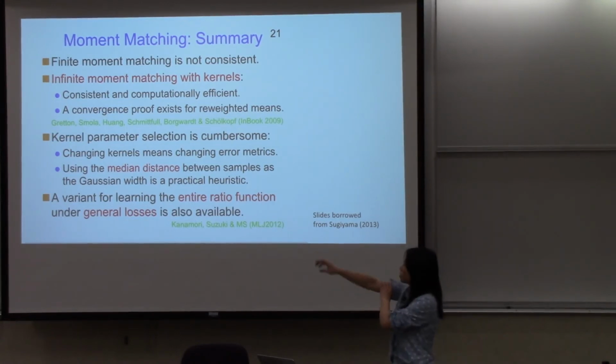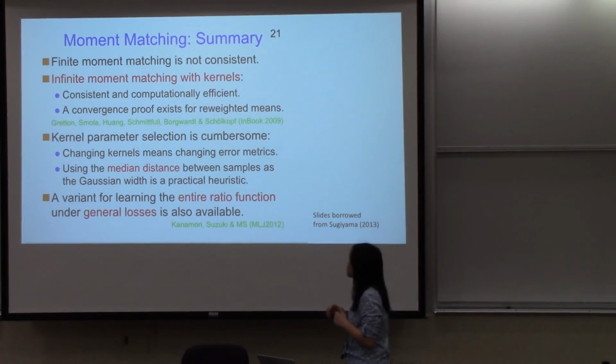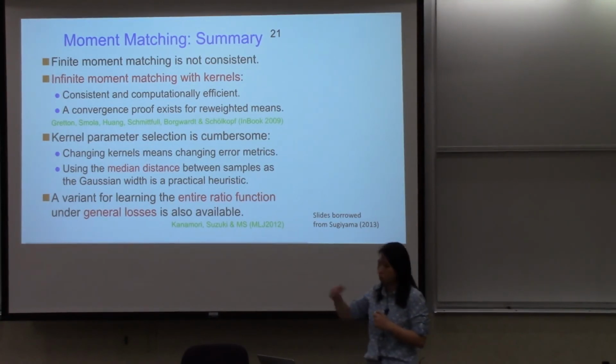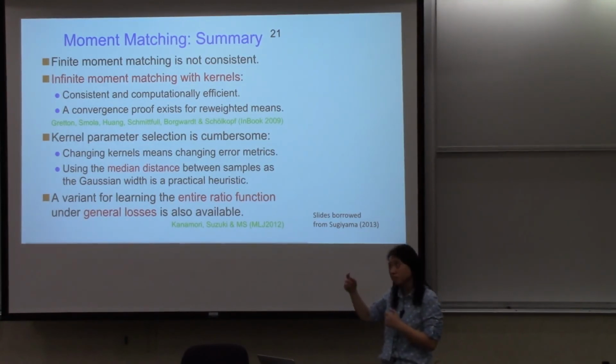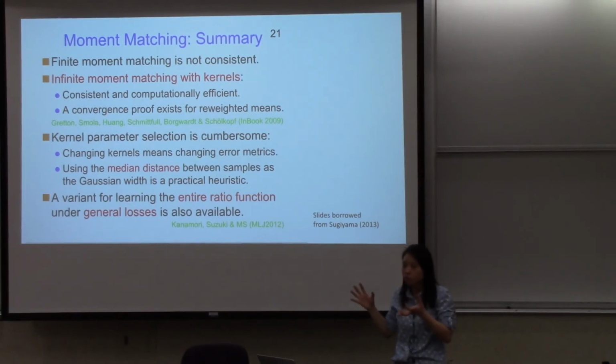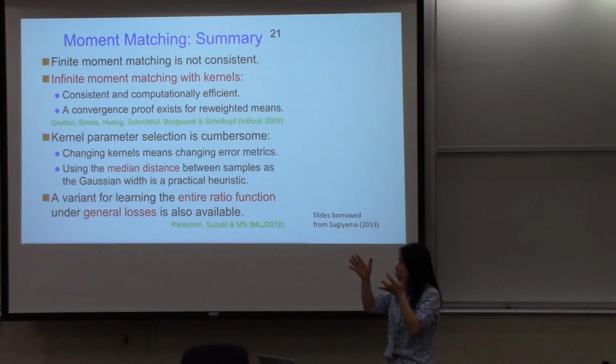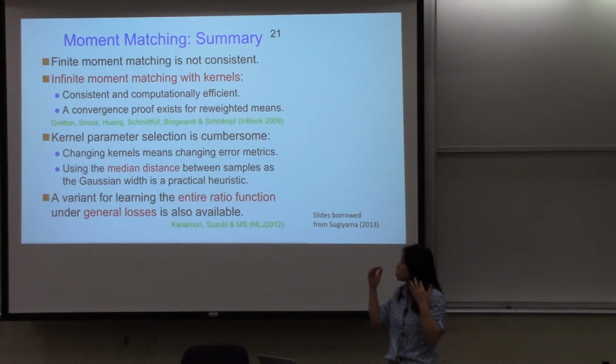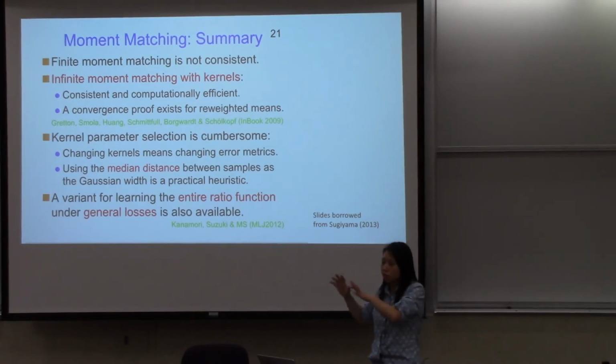For example, this consistency proof exists for reweighting, meaning if you use this method for density ratio estimation and then use the ratios to do the reweighting. First use KMM to get the ratios, then use reweighting in your method. There are cases where you can prove that this reweighting method will converge to the direct target loss minimization.